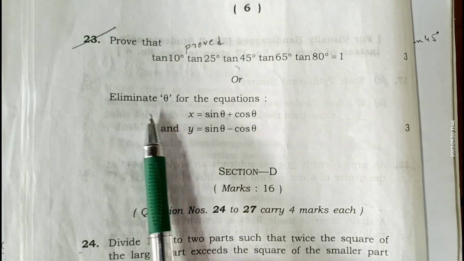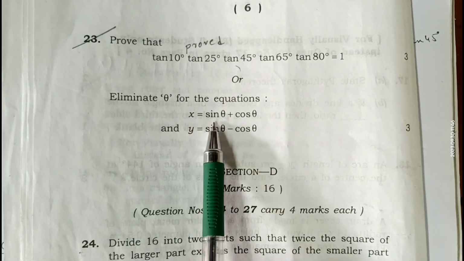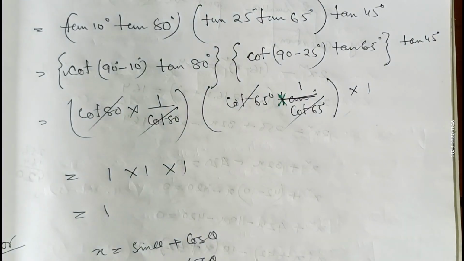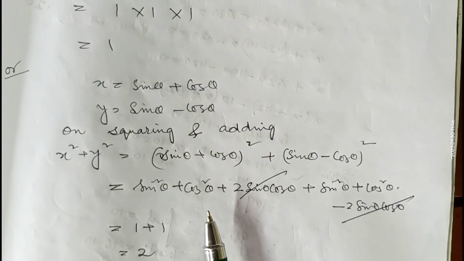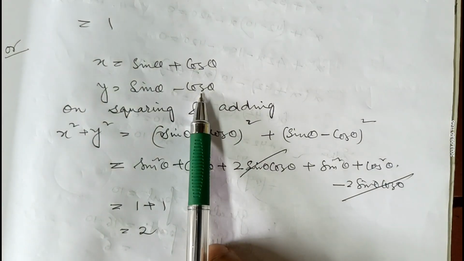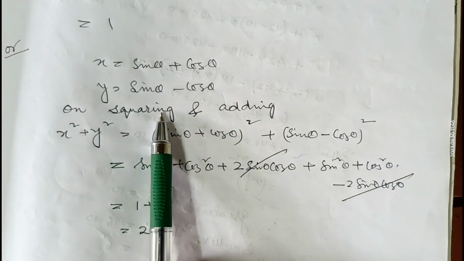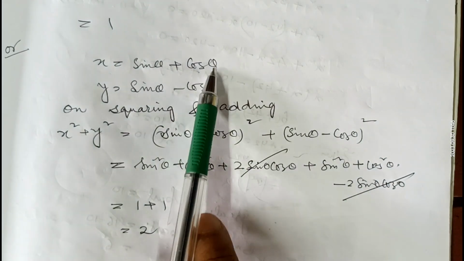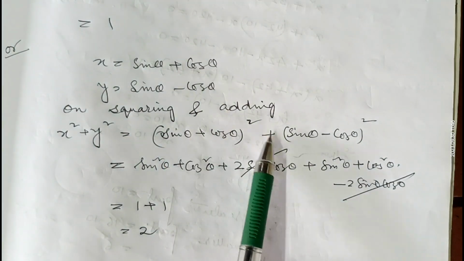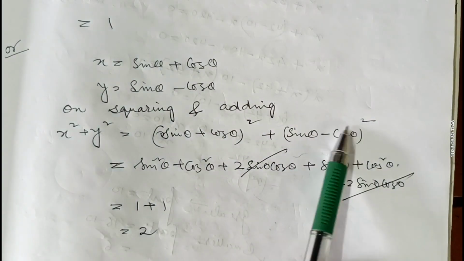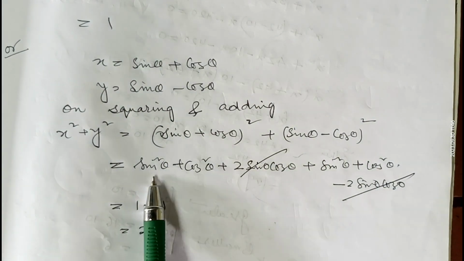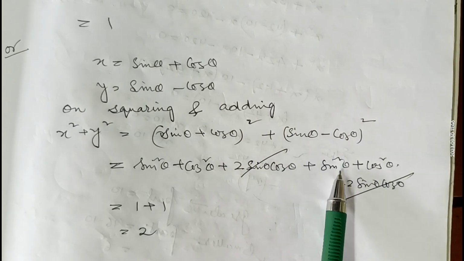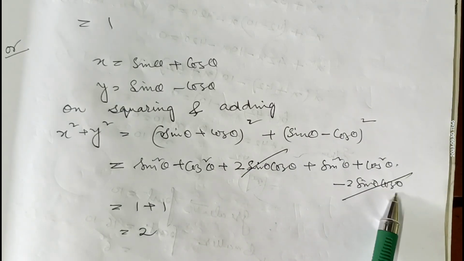In the second part it is given, eliminate theta. Here x is sin theta plus cos theta and y is sin theta minus cos theta. Now on squaring and adding these two equations, it will be x square plus y square equals (sin theta plus cos theta) whole square plus (sin theta minus cos theta) whole square. (a plus b) whole square is a square plus b square plus twice ab. (a minus b) whole square is a square plus b square minus twice ab.